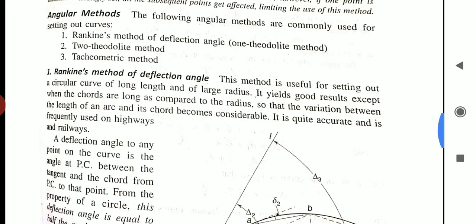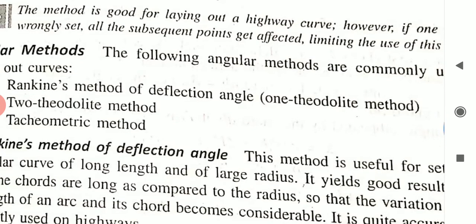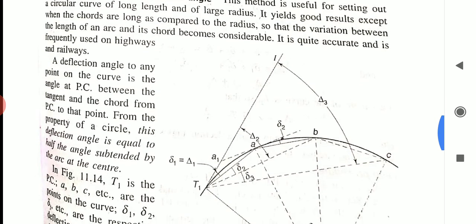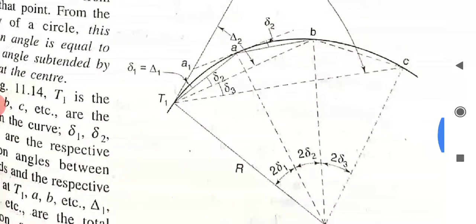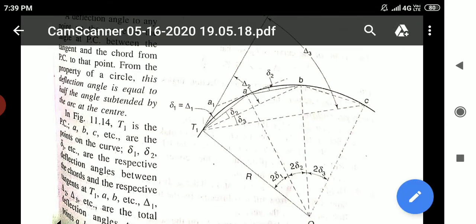See here, the first method is Rankine's method of deflection, or else the one theodolite method, the two theodolite method, and the tachometric method. I will show you Rankine's method of deflection angle in the diagram. In this case, I will explain it. This is the best method for setting out the curve.